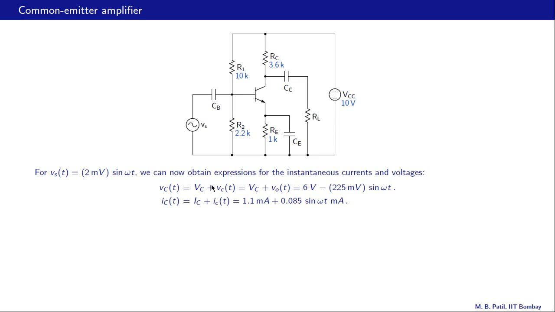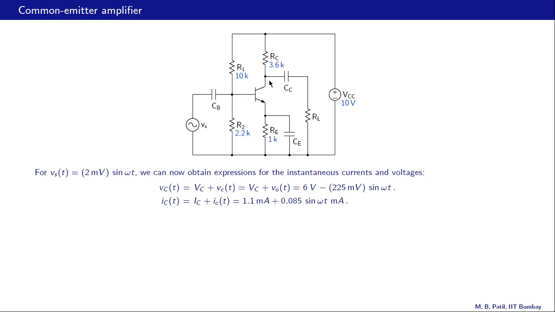We can now obtain expressions for the instantaneous currents and voltages. In particular, we are interested in the output voltage or the voltage at the collector, and that would be the DC value plus the AC vc of t, and VC, the bias value we have already seen earlier for this example is 6 volts, and the signal value we have calculated to be minus 225 millivolts times sin omega t. So that is the total instantaneous voltage at the collector.